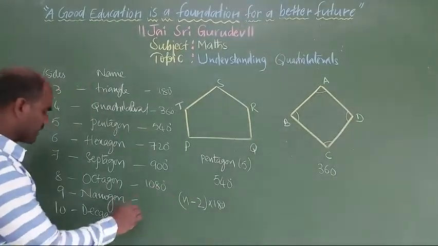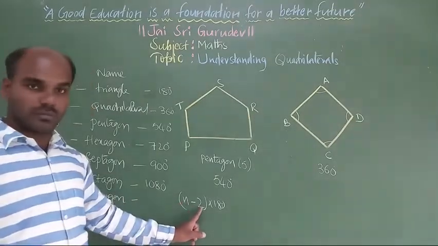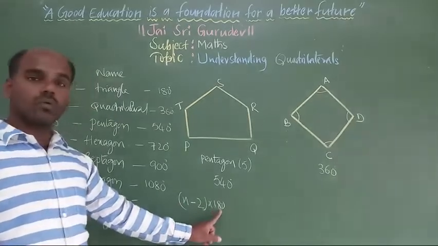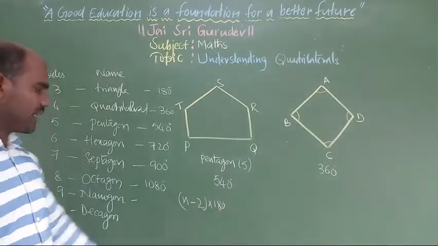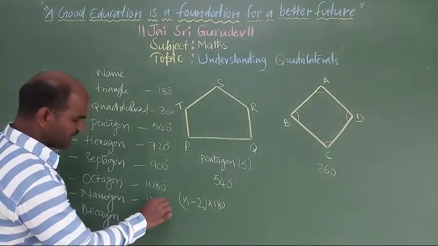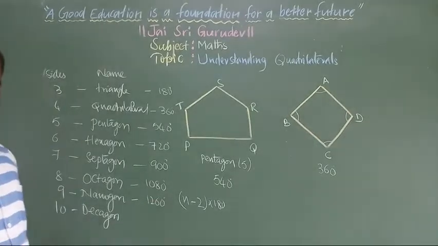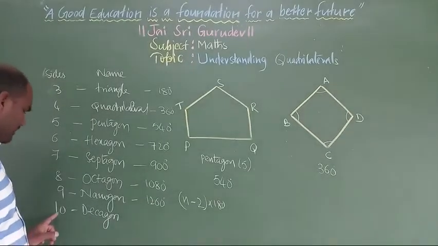As well as 9, a nonagon. So 9 minus 2 is 7, and 7 into 180, how much do you get, children? That is 1260 degrees. Next comes 10, a decagon, that is 10 minus 2.